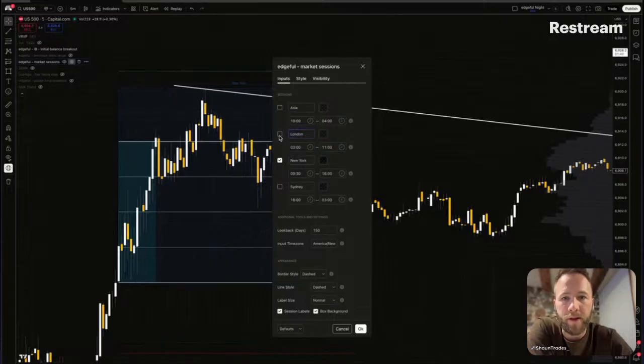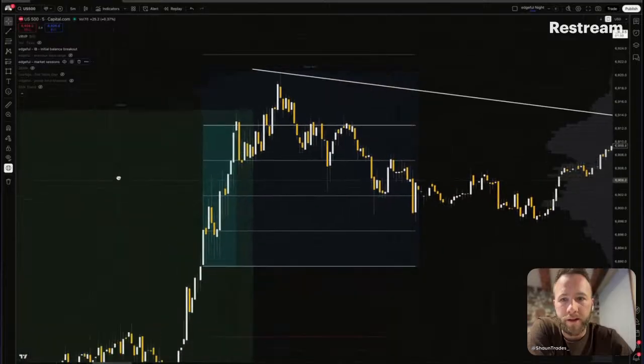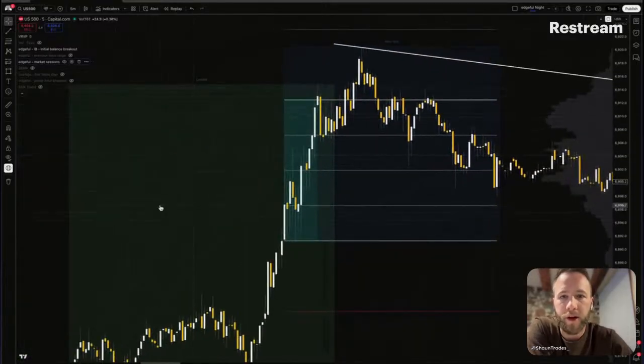Just edit that. So yeah, just click them on and off, so you can see it populates there on the screen. That's the London time frame.